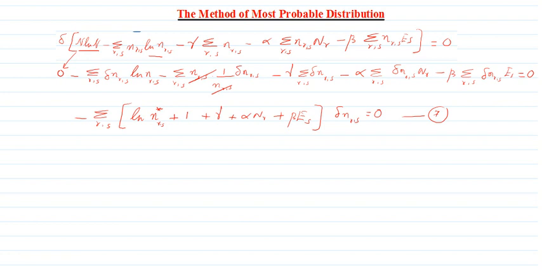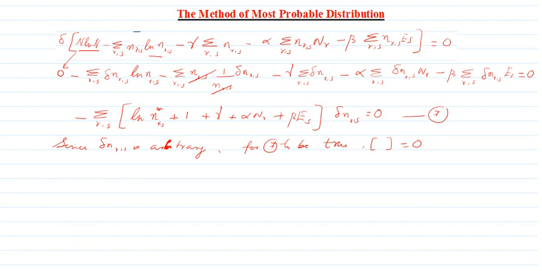Since delta NRS is arbitrary, it means it is not a special case or a specific case for 7 to be true. We can avoid all these things. Instead of the integrand, I can say that the quantity in the bracket, the coefficient, should invariably be equal to 0, or identically 0.